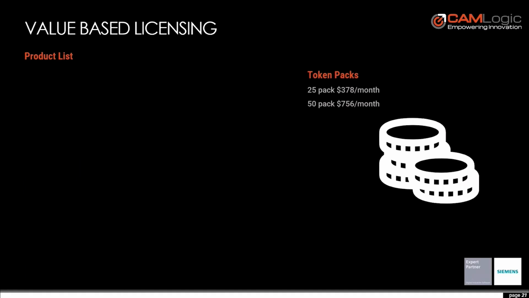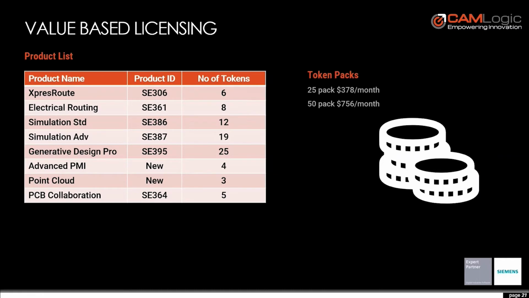So these are the token packs. There's 25 and 50 token packs. And then here on the left is the product list that the tokens can be used for. So basically, just the 1 token pack gives you access to each of those add-ons. And I do want to just emphasize that it's only add-ons. There's no token or value-based licensing for the base Solid Edge product. It's only the add-ons on the left there. And those are the token costs.